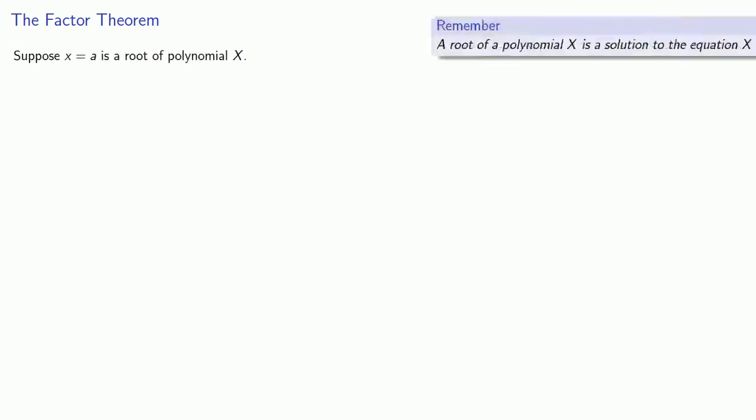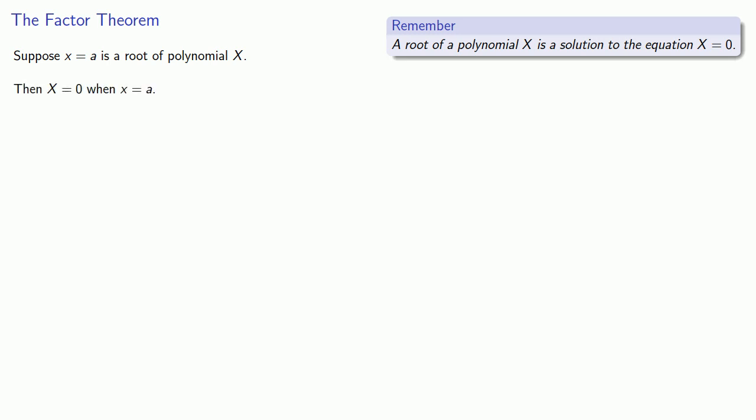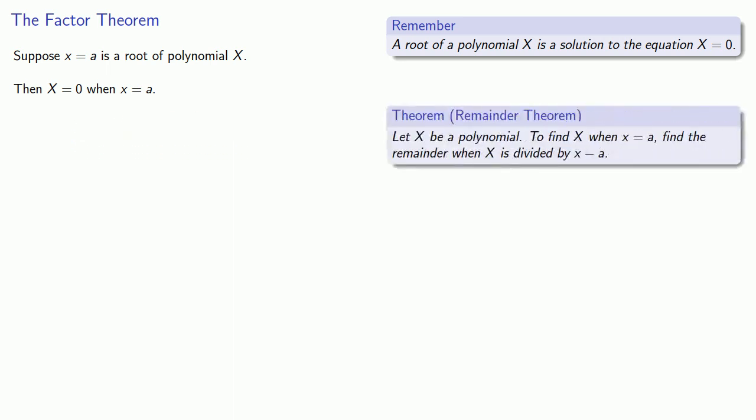So what does this mean? Well, suppose x equals a is a root of some polynomial. Remember that a root is a solution to the equation capital X equals 0. So this means capital X equals 0 when x equals a. Now our remainder theorem tells us that the value when x is equal to a is going to be the remainder when capital X is divided by x minus a. Since the value is 0, by the remainder theorem, this means that when we divide by x minus a, the remainder is 0.